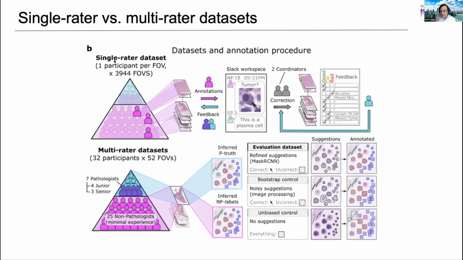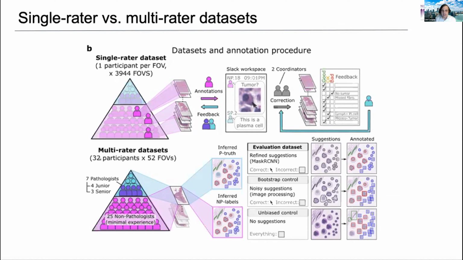In this example, all of the people who are junior, who are shown in pink here, have a Slack workspace where they can ask questions of the residents and the fellows and pathologists, and they get feedback. And then at the end, all their annotations undergo a quality review before they enter into the data set.